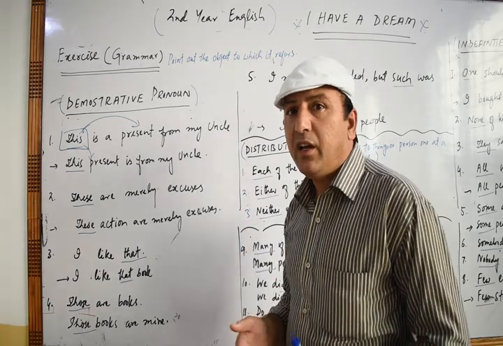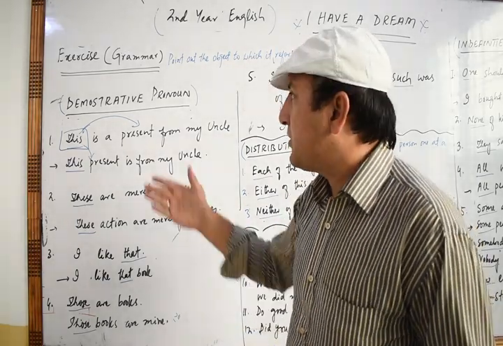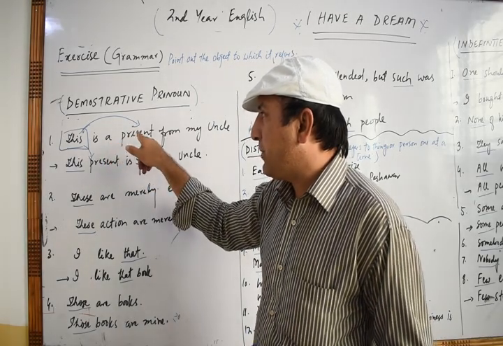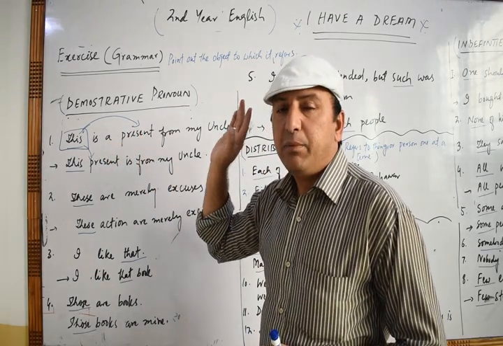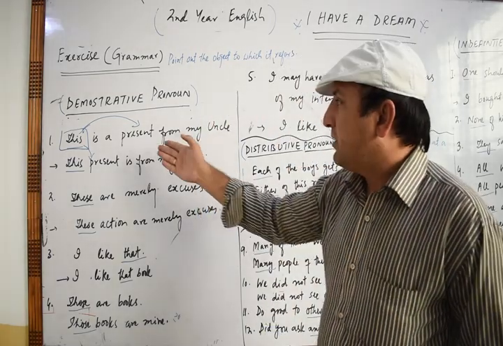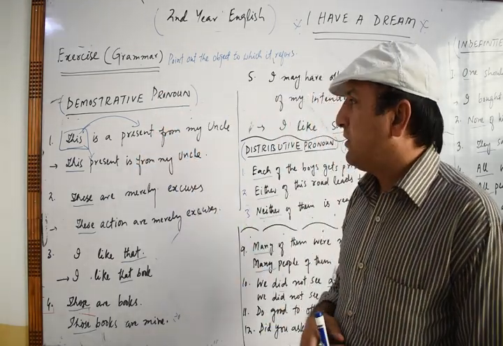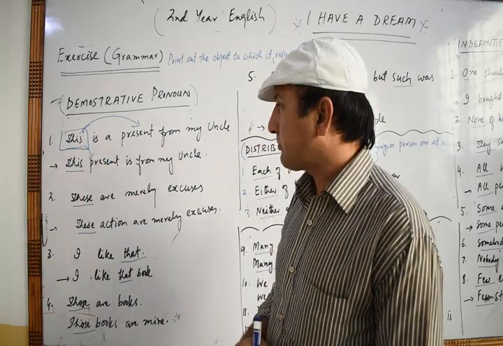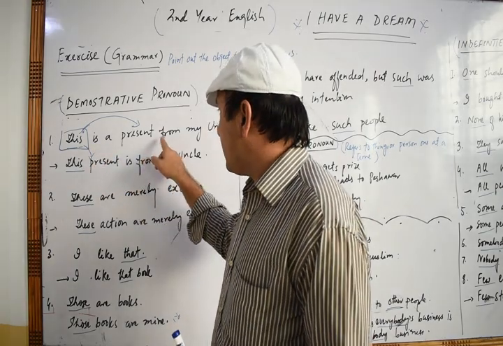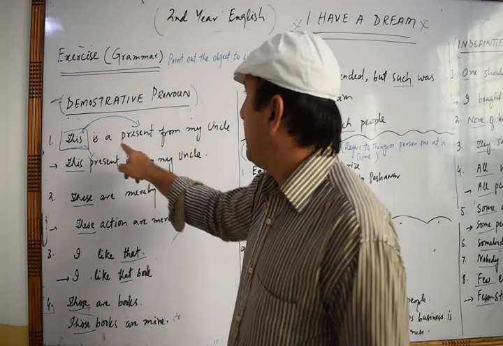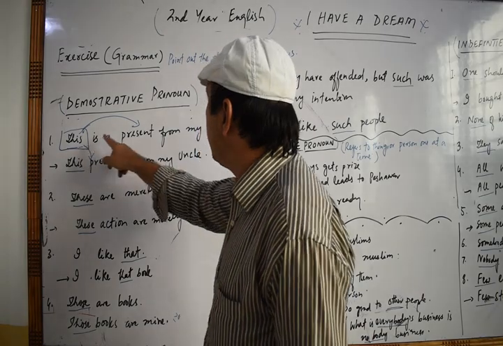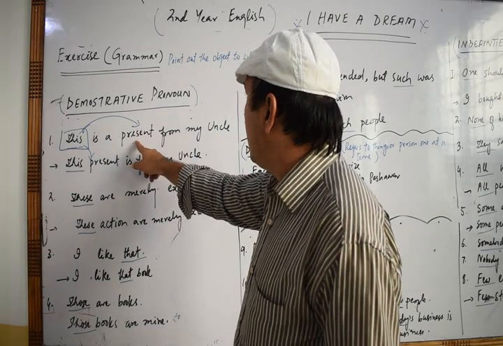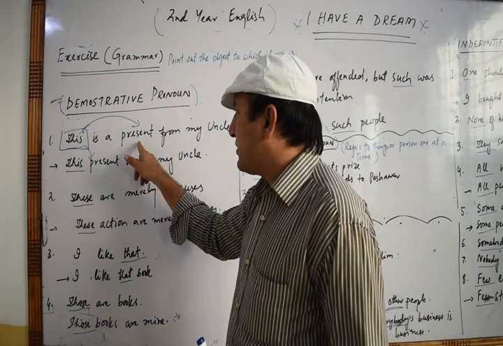It demonstrates a thing, an object that it refers to. It replaces the word present. It points out, it refers to this word present. So this is a demonstrative pronoun. This in itself is a demonstrative pronoun. So, this is a present from my uncle. It points out this object, this thing, present, gift, okay, and it refers to the same present as well.